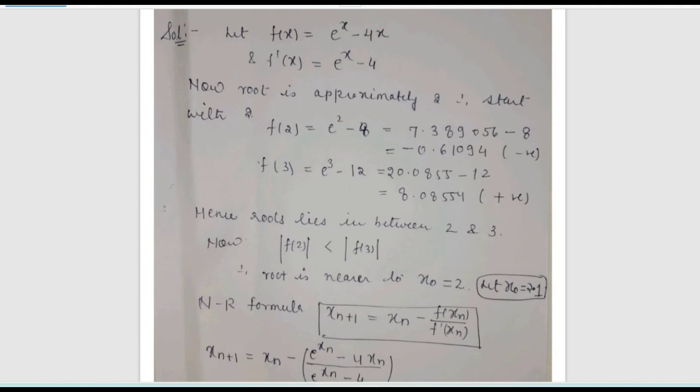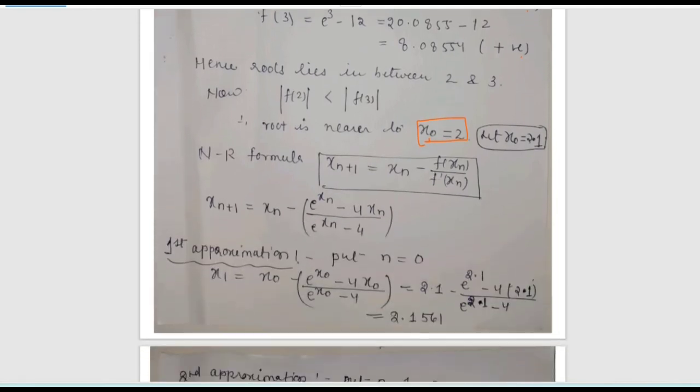2 and 3, because at 2 you are getting negative, at 3 you are getting positive. But which is close? 2 is close. Why? Because the absolute value here is less as compared to this value. So you can start with x0 equals 2. Now continue with the formula.